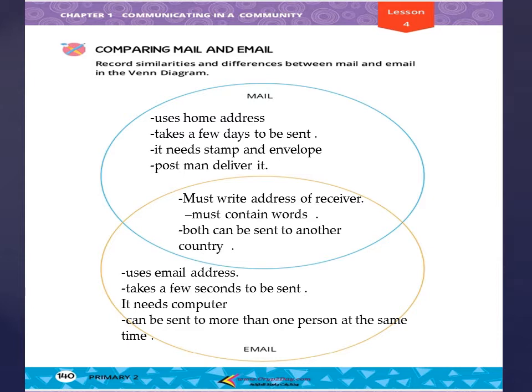Number three, it needs stamp and envelope. It needs what? Stamp and envelope.